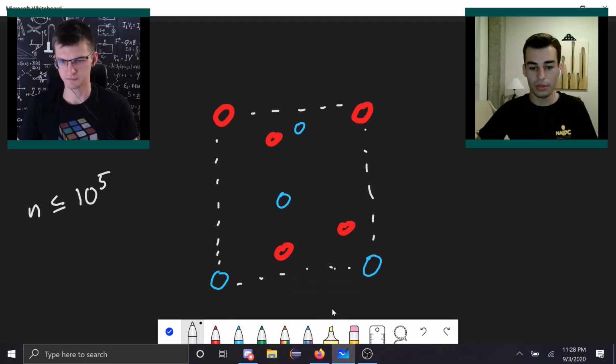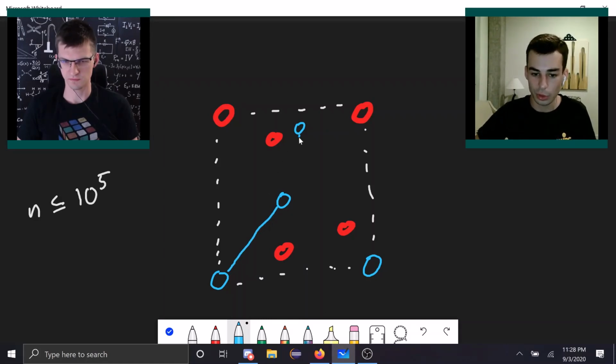Now, the goal of the problem is you want to draw some lines, either blue lines or red lines. Your blue lines will only connect the blue points. Maybe you do something like this. And then your red lines will connect the red points. Perhaps something like this.